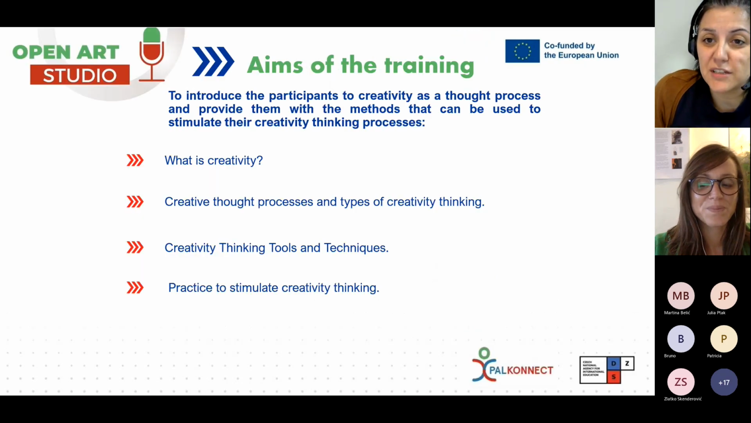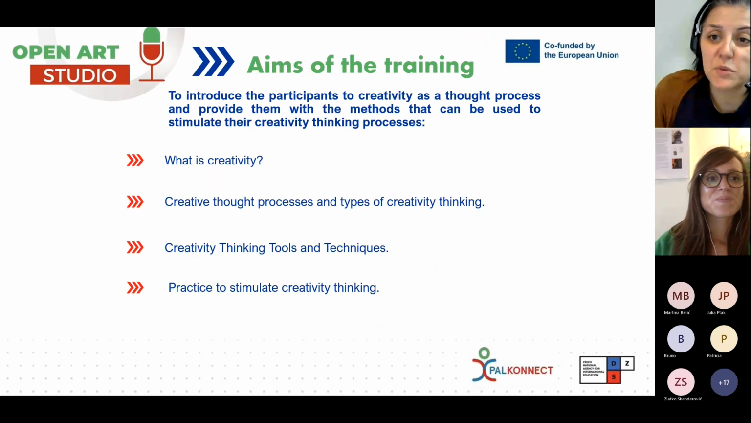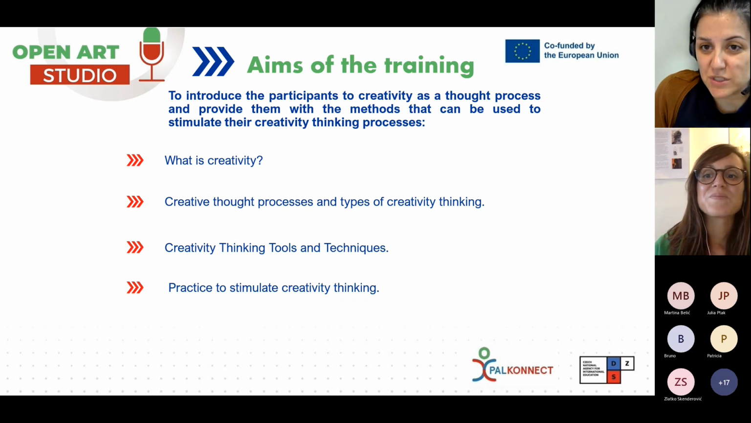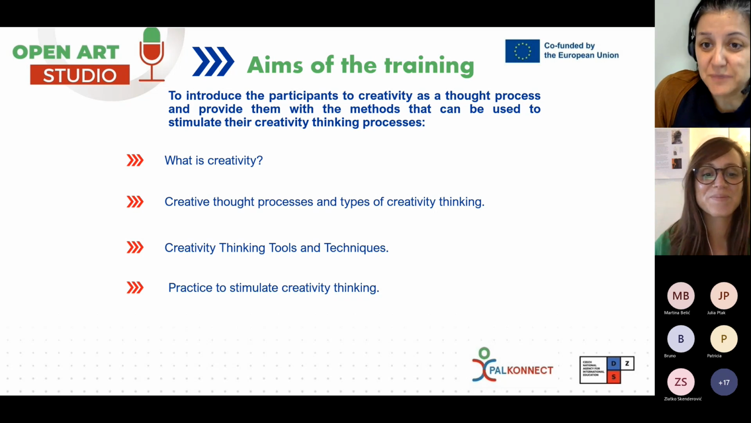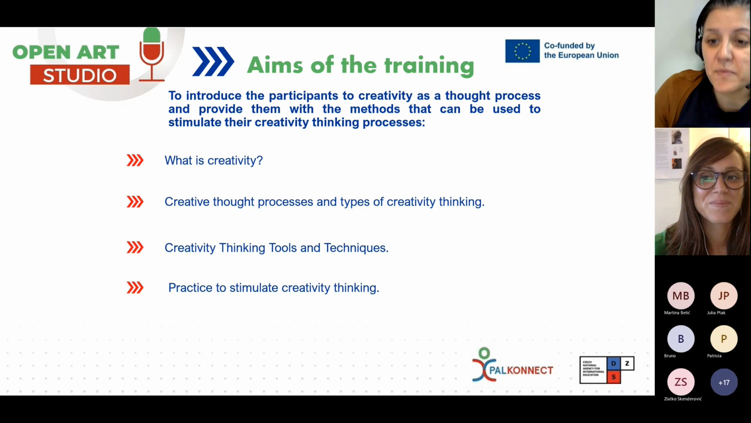The aim of the training today is to introduce the participants to creativity as a thought process and provide them with methods that can be used to stimulate their creative thinking process. We are going to answer the questions: what is creativity? The creative thought process and types of creative thinking, tools and techniques, and practice to stimulate creative thinking.